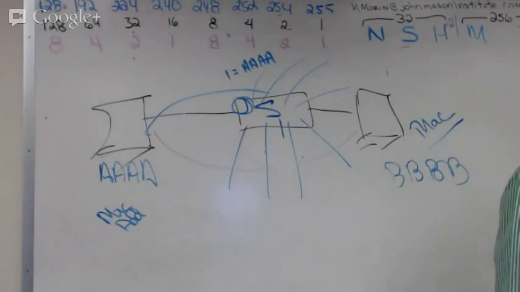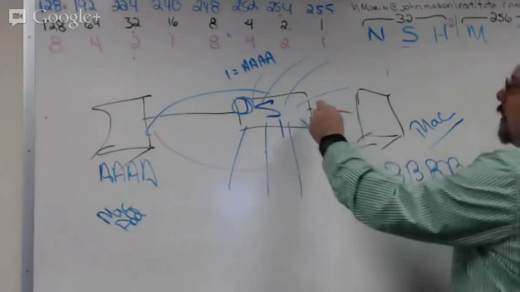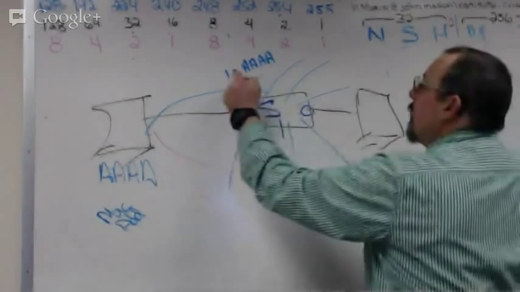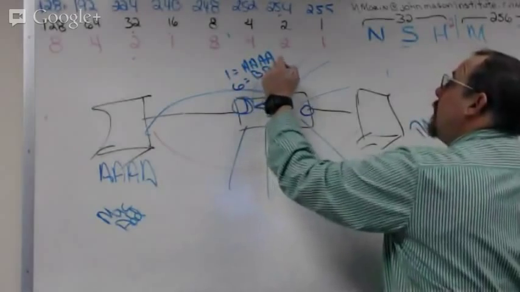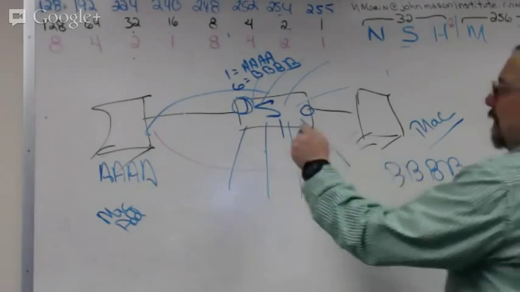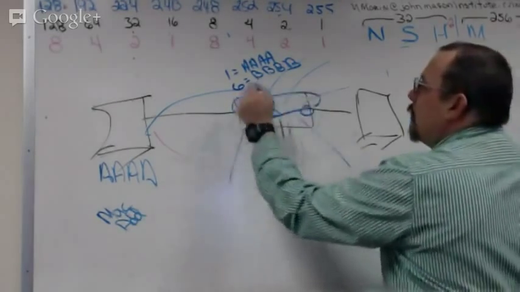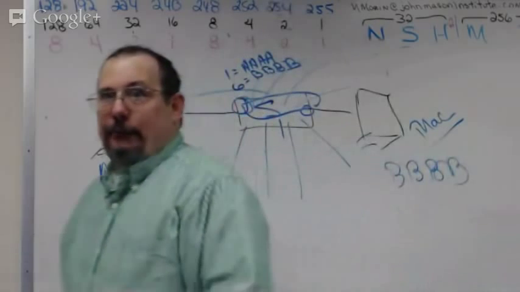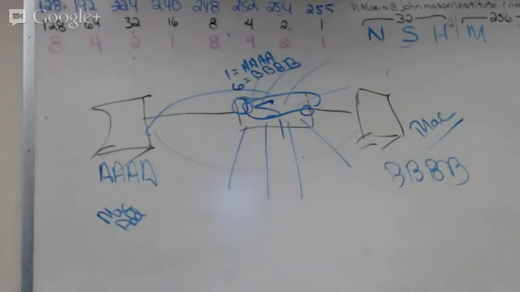This guy's looking for B. B down here is on 6. B's going to respond to that request. The switch is going to say, 6 has B. Now, whenever A talks to B, the switch knows, hey, you're going here, and you're going here. And I don't have to send all that other traffic to every other port. Big difference. Okay?